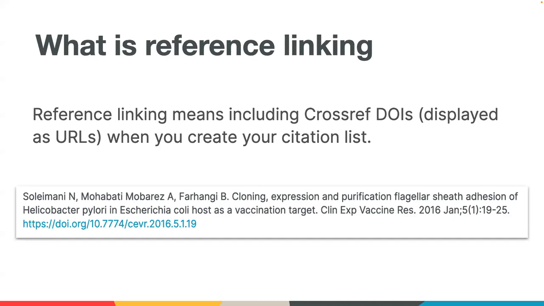Reference linking makes it possible for readers to follow a DOI link from the reference list of a published work to the location of the content on a member's publishing platform. The DOI might resolve to the full text article or to a landing page that we talked about earlier. This enables researchers to follow a link from your list to the current location of a work that is being cited. This is an example on the screen of a reference with the DOI included in the reference.